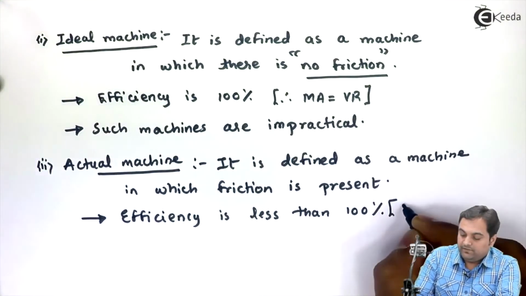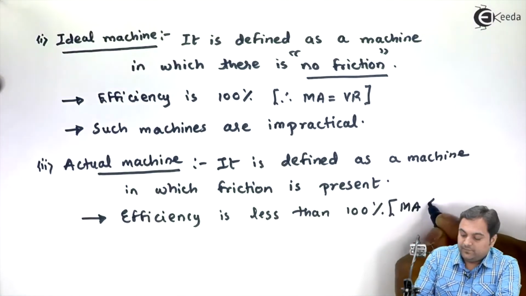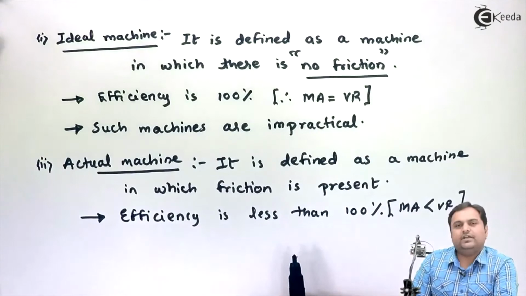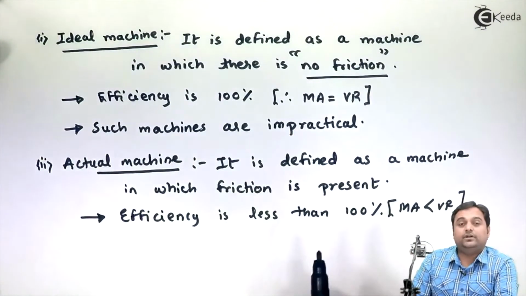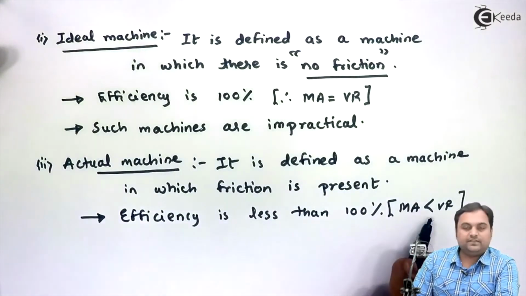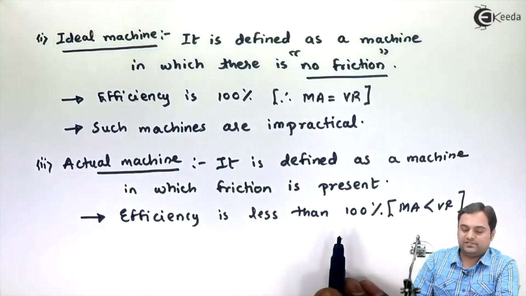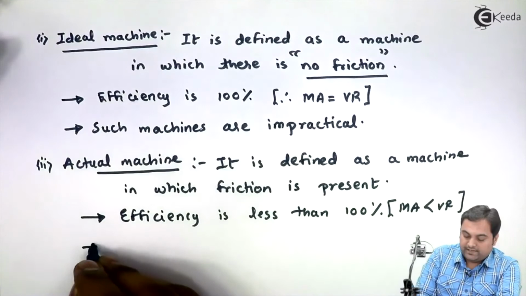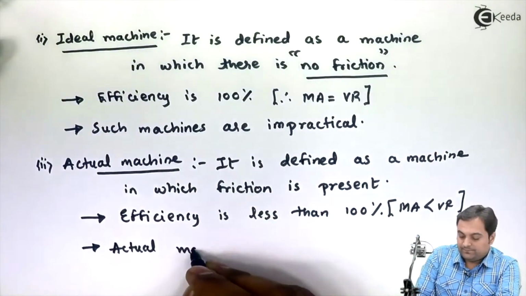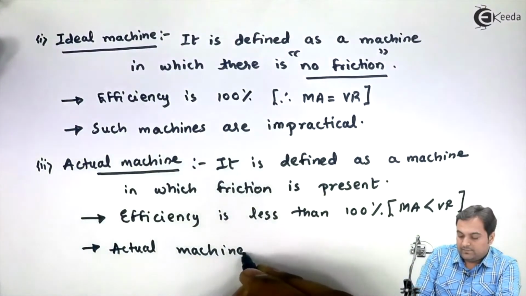It means mechanical advantage will be less than velocity ratio, because we know the formula of efficiency. Efficiency is mechanical advantage, that is MA upon VR. So if MA is less than VR, then only the efficiency becomes less than 100%. So actual machines are practical machines.